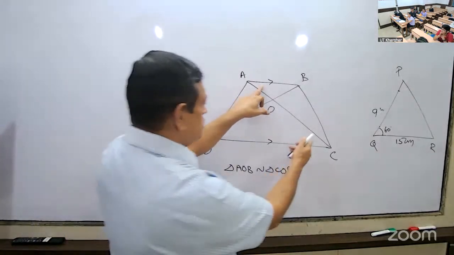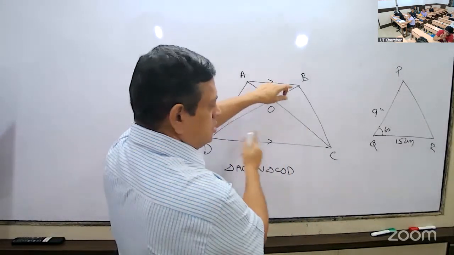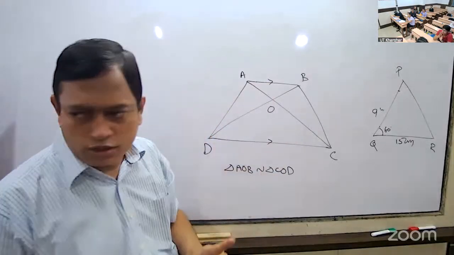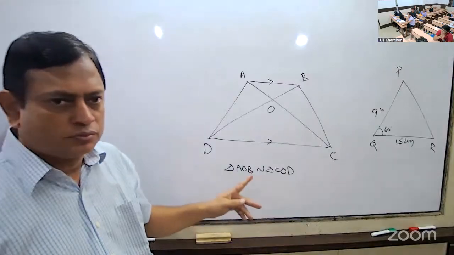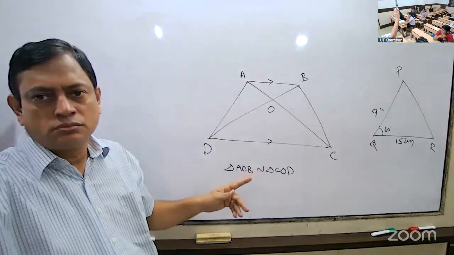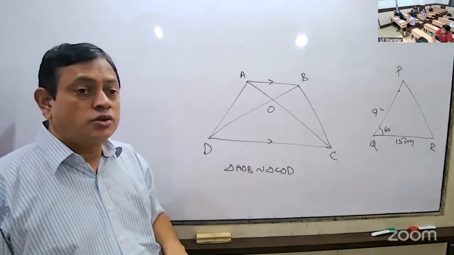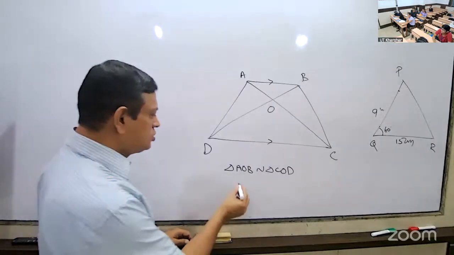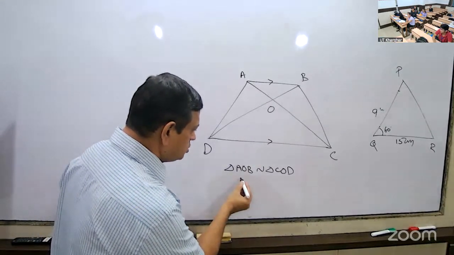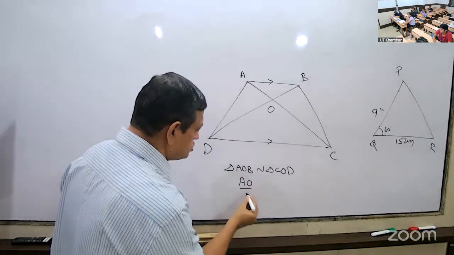These two are equal. Reason: alternate interior angles. These two are equal because they are vertically opposite. Order is very important. Are you following? Sure. These two triangles are similar. Can you tell any others? Look here. If you prove similarity, you can take the ratio and check the ratio. You tell: AO by CO.